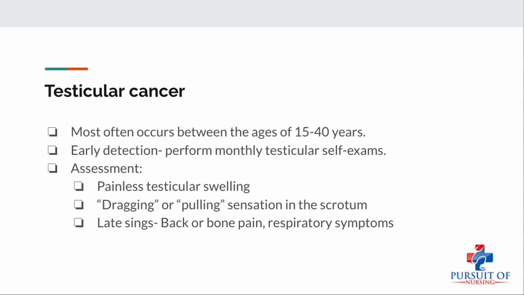The patient with testicular cancer is going to present with painless testicular swelling. They might have a dragging or pulling sensation in the scrotum. And then late signs of testicular cancer are going to be back or bone pain, and then respiratory symptoms as well. Also, something to note about testicular cancer is that a history of cryptorchidism, or an undescended testicle, has been linked to the risk for testicular cancer.